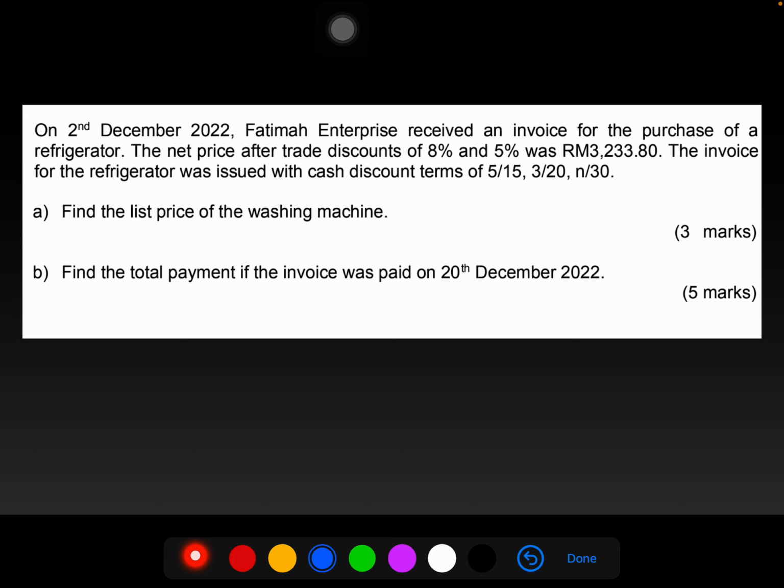Okay, and then now it's the other way around. You are finding the list price for part A and then finding the total payment for part B. Okay, so you need to compute the number of days, but check whether you get the cash discount or not. All right, so that's all for this video. I need you to practice on this question.